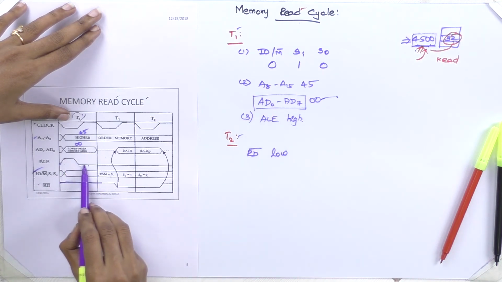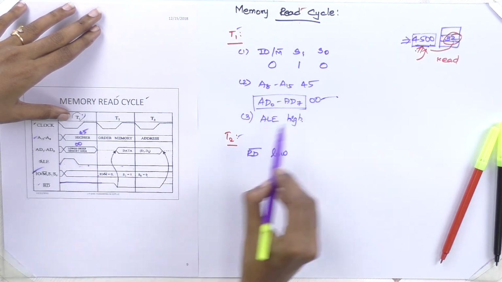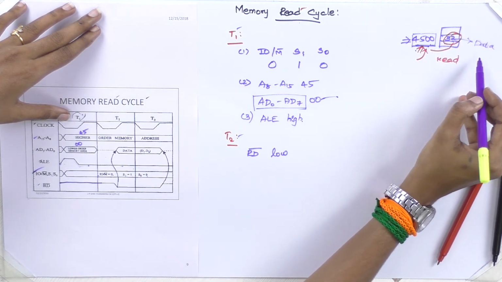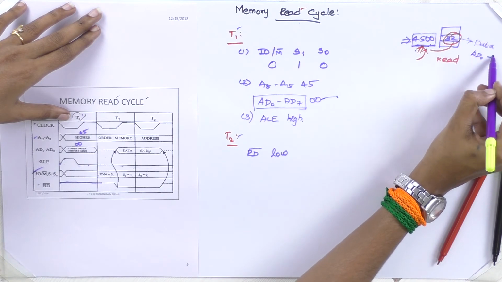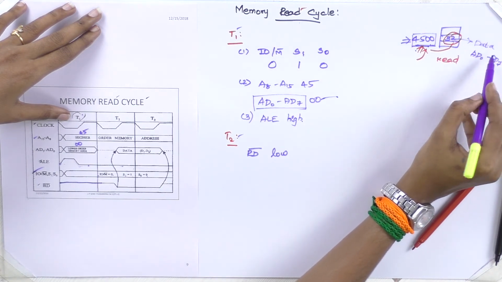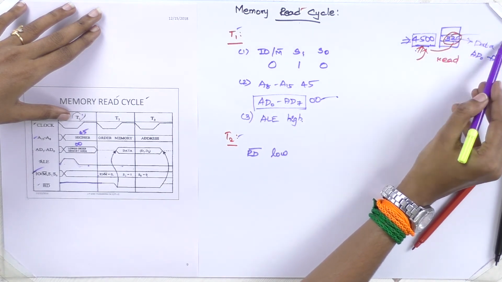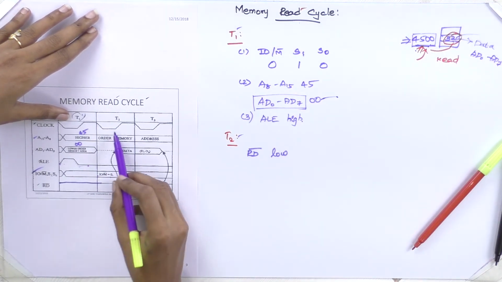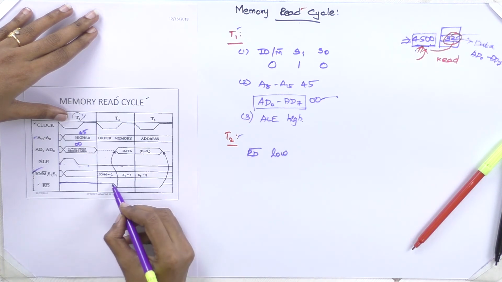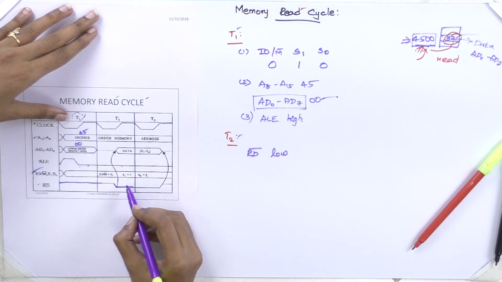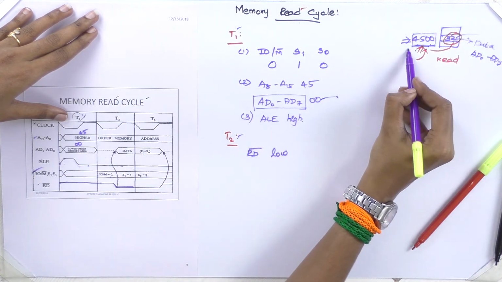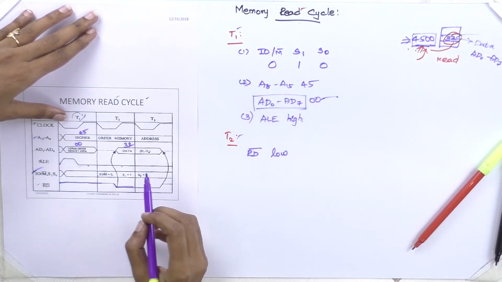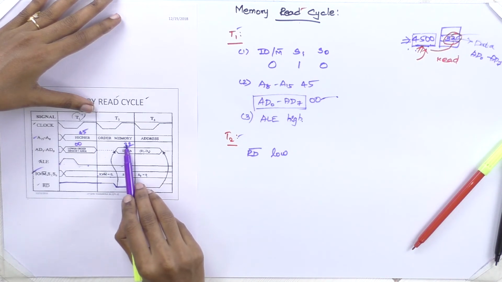Your address latch enable should go low, because you are taking the value, this is the data, right? You are taking the value and you have to put it in the data lines. So in order to represent this as data, your address latch enable should be low. You are performing the read operation, so read bar should be low, so that the processor goes to this location, reads the value and puts it in the data line. So now this bus has the value 32.